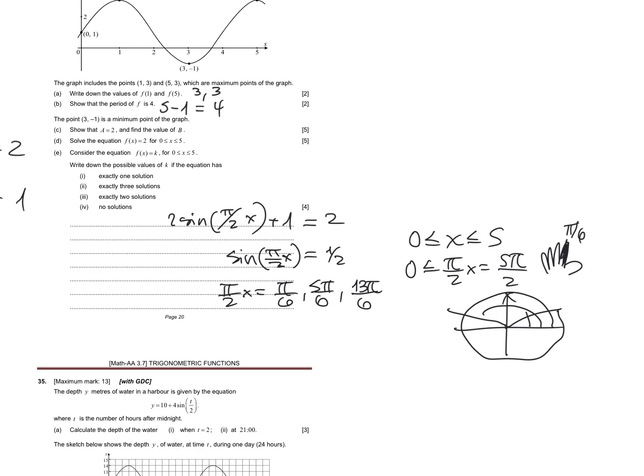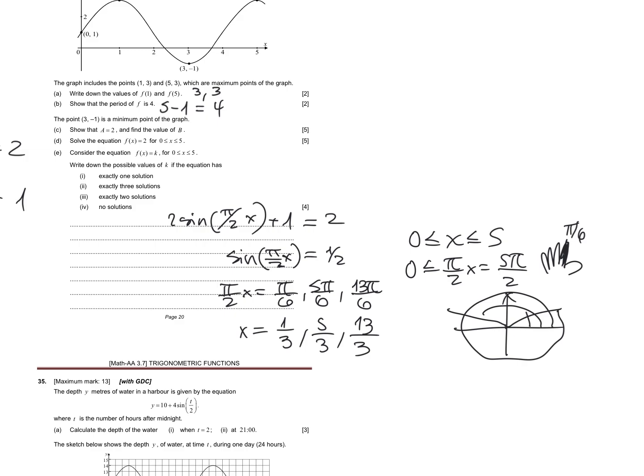All right, so now we're dividing by pi over 2 or multiplying by 2 over pi. So this is going to be 1/3. Then we're going to have 5/3, and then we're going to have 13/3.